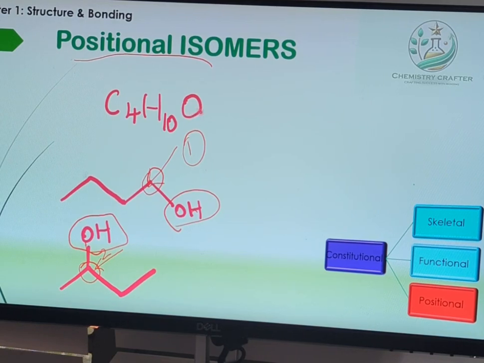And believe me, all of these 3 fall under the class of constitutional isomers. So this is where we are ending our chapter 1 with structure and bonding. In the next chapter, I'm going to discuss how to do IUPAC naming and also a little bit about the conformational isomers.